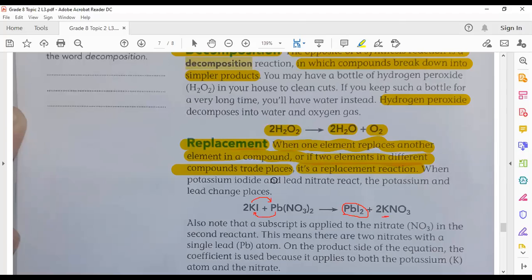In this example, potassium iodide and lead nitrate react. The potassium and the lead change their places. So we have here lead iodide, and here we have potassium nitrate.